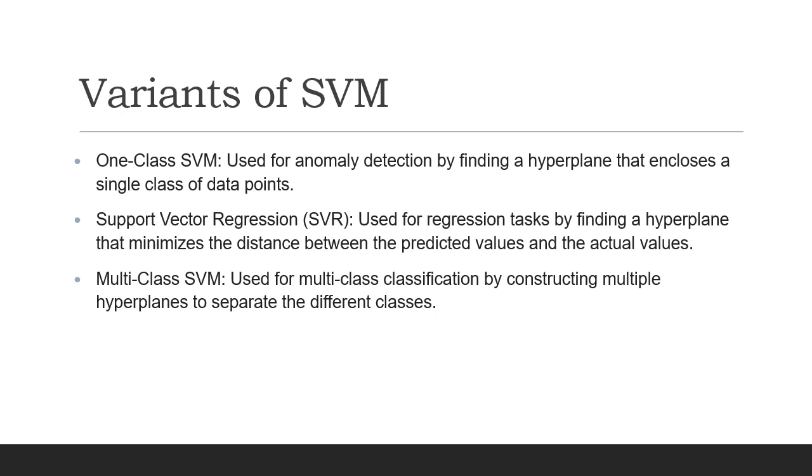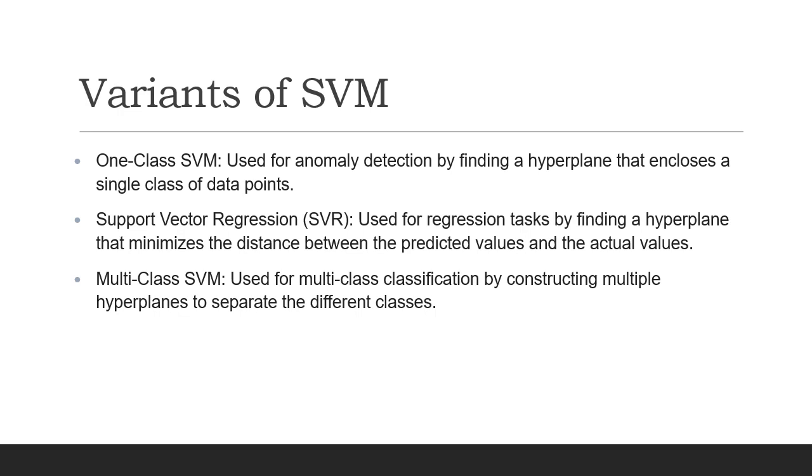The variants of SVM are three types: one class SVM, support vector regression, and multi-class SVM. In one class SVM, it is used for anomaly detection by finding a hyperplane that encloses a single class of data points.